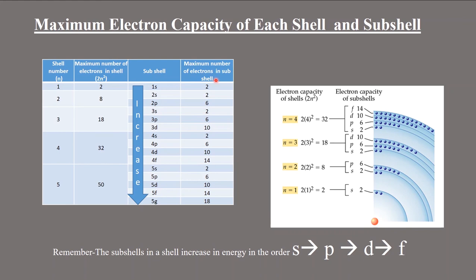The maximum number of electrons that a subshell can hold is fixed, and S can hold 2 electrons at max, P can hold 6 electrons, D can hold 10 electrons, F can hold 14 electrons, and G can hold 18 electrons, and so on. Also remember that subshells in a shell increase in energy in the order of S, P, D, and F.